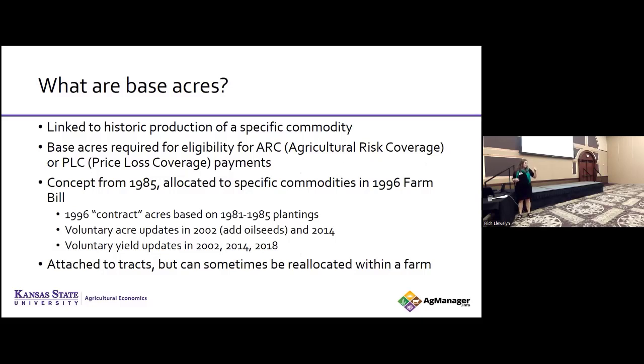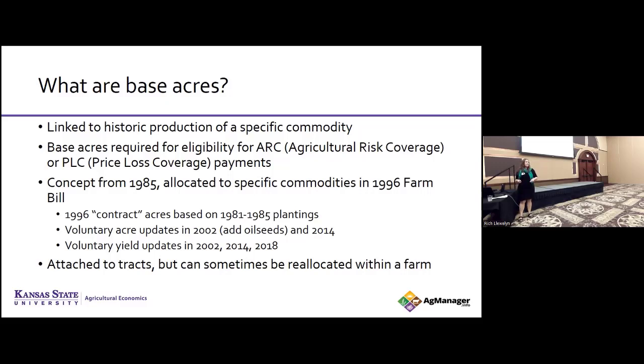Eligibility for Title I programs, ARC and PLC, requires that you have base acres. If you don't have base acres for that specific commodity, you can't select between these programs. The concept of base acres first became a part of the Farm Bill in 1985. In 1996, Freedom to Farm, they were called contract acres and they were allocated to specific commodities. At that time, they were based on what a farm had planted between 1981 and 1985.